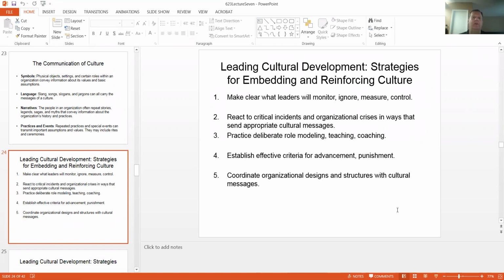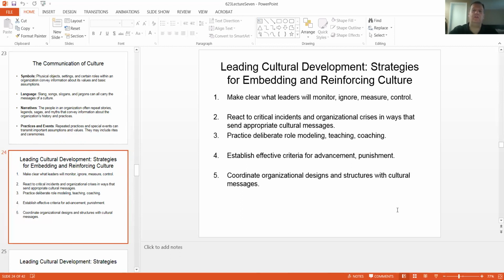And effective leaders are able to embed culture effectively within their organizations. You make clear what you ignore and what you measure and what you control. That's a way in which you can embed culture. How you react to critical incidents and crises sends out those cultural messages as well. Role modeling and teaching and coaching, the social learning Bandura type of approach, that's a reinforcement of culture. Establishing the criteria for advancement and the criteria for punishment and punitive measures, that communicates culture.